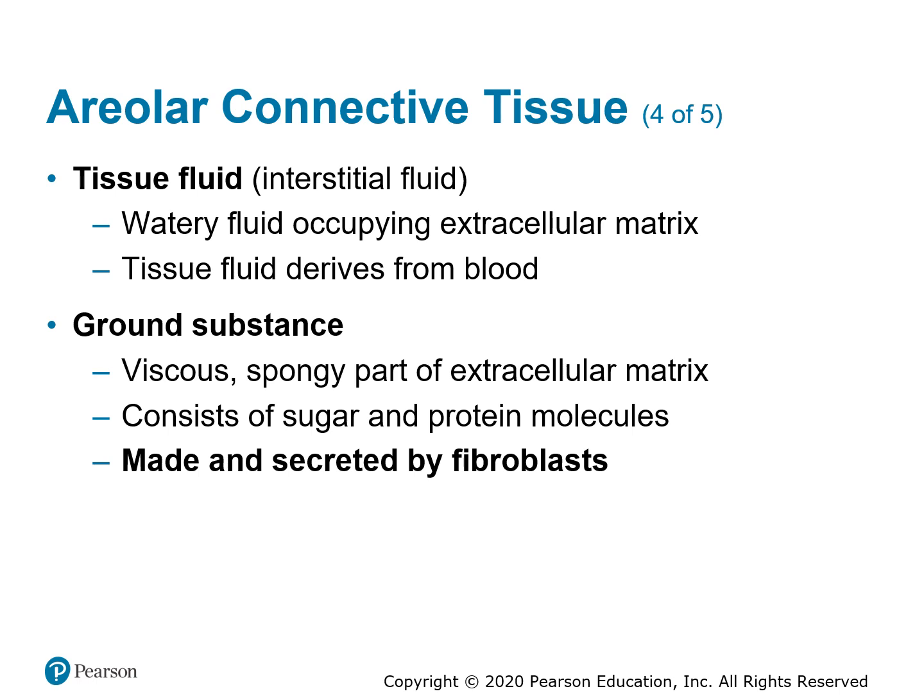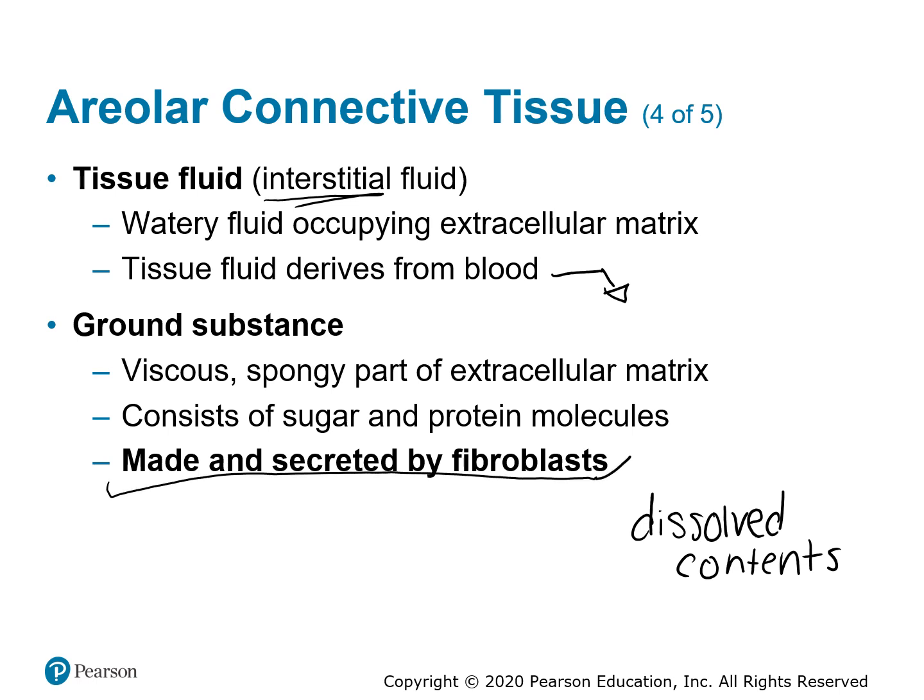Okay? So the tissue fluid itself, also known as the interstitial fluid, is pretty watery. Like I said, there's a lot of empty space, and that tissue fluid is derived from the blood. The ground substance is viscous, kind of spongy. It's made mostly of sugar, proteins, etc., and all of that stuff is just dissolved contents. If our body had to keep everything in tip-top form all the time without dissolving them and then remineralizing them when they needed them, our blood would be way too chunky and it probably wouldn't flow. But like we said, that ground substance is secreted and made by those fibroblasts.